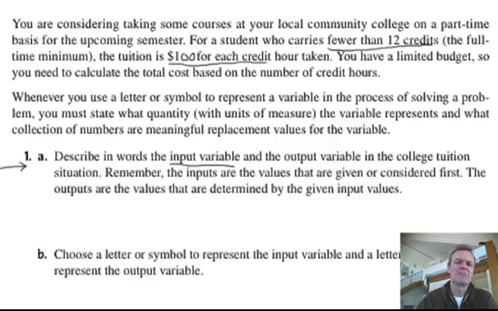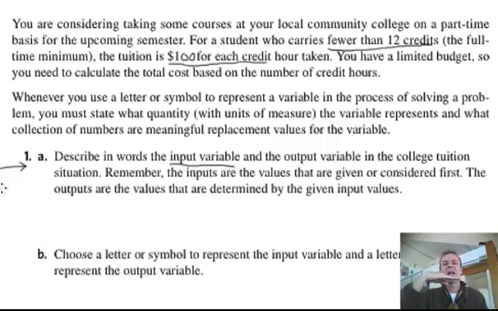Now, okay, so when we're deciding what the input variable is and what the output variable is, you've got to decide, okay, what's the important thing here? The important thing here is the number of credit hours you take. The tuition just depends on the number of credit hours you take. So if you take 1 credit hour, it's $100. 2 credit hours, $200. So the amount depends on the number of credit hours.